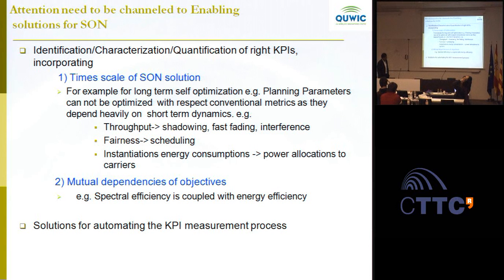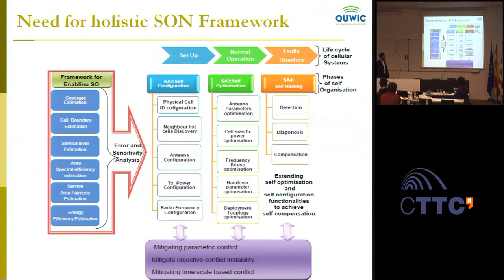And also, there is an important thing, which is mutual dependencies of objectives. For example, spectral efficiency is coupled with energy efficiency. That's why when we designed the metric for energy efficiency, we coupled it with spectral efficiency. You cannot simply optimize energy efficiency, because the solution is that you need to shut down all the base stations. And then the solution for automating the KPI measurement process.